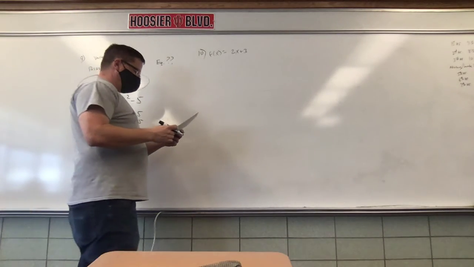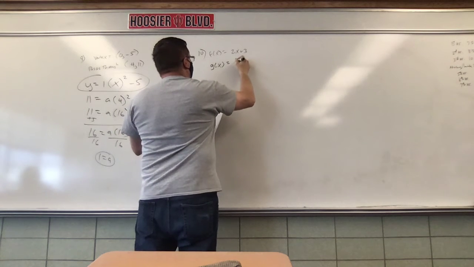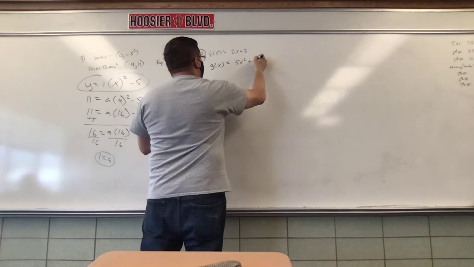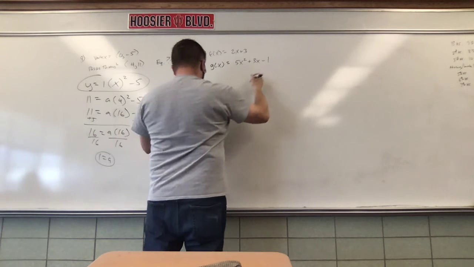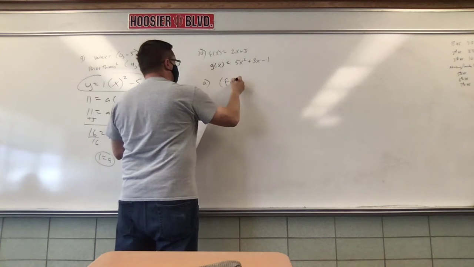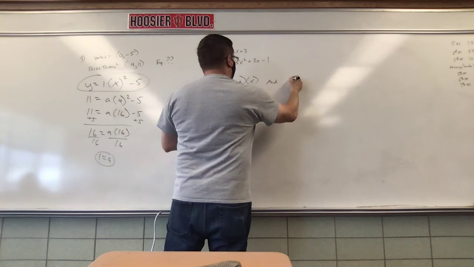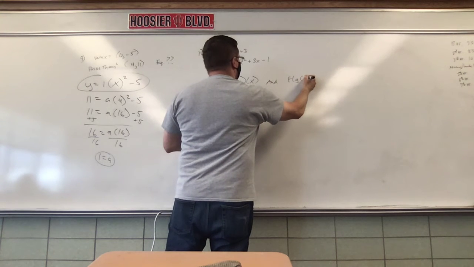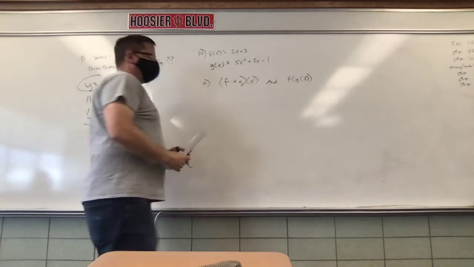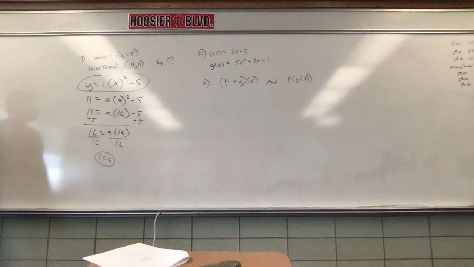Okay, f of x is 4x plus 3, and g of x equals 5x squared plus 3x minus 1. 2-parter here though, okay? Find f following g of x, and then find f of g of 3. I'll give you the first part. So I mean, all it's saying is find f of g of x, do that, and then plug in 3 and get an answer, okay?